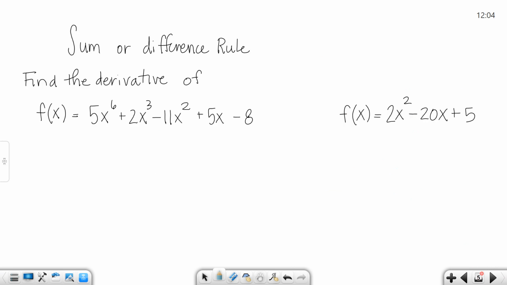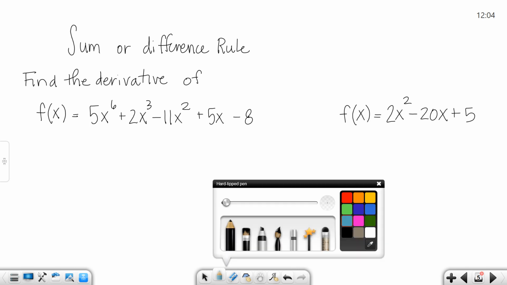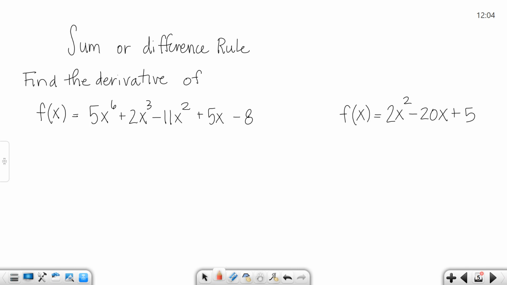Okay, so now you have the sum or difference rule. So if you have this, that means that each of these elements you're going to take the derivative of, one at a time. So taking the derivative of this particular function, we're going to go a little bit faster. We have 6 and 5. So remember, I bring the 6 down, so that gives me 30x to the 5. Now the way that I got that 5 right there is it was 6 minus 1.